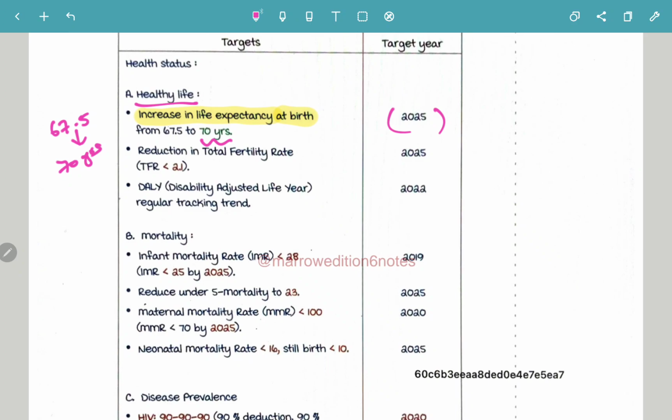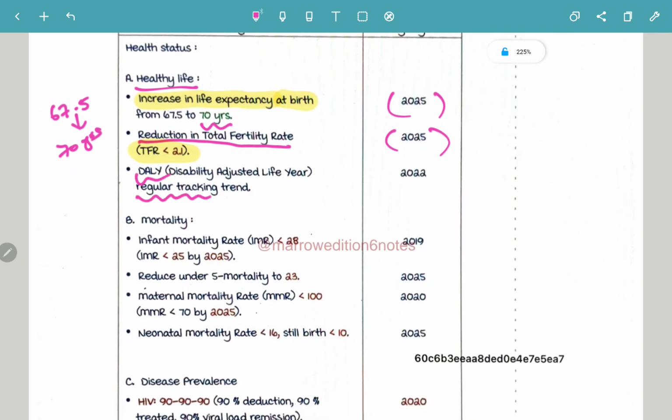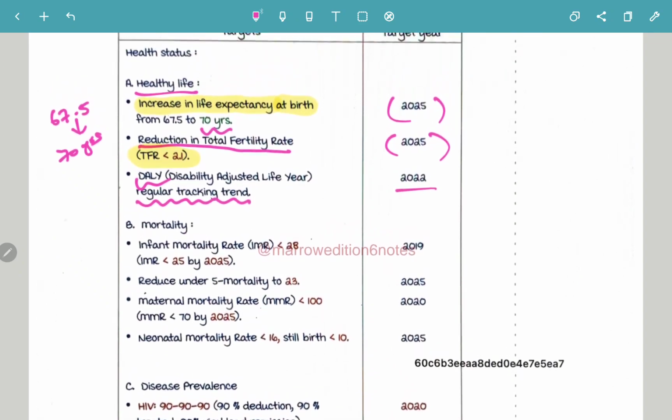The next target is reduction in the total fertility rate, which is to be reduced to less than 2.1. The target year is also 2025. The third one is DALY, the Disability Adjusted Life Year. DALY must have a regular tracking trend by 2022. These are all 3 targets given for a healthy life.